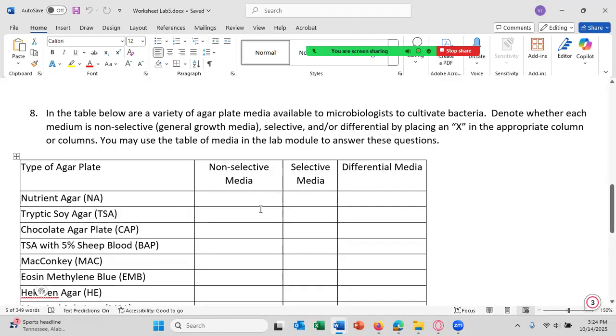So nutrient agar, if it's non-selective, put an X there. If it's selective, put an X there. If it's differential media, put an X there. And I will advise you that some of them have more than one X. Actually, some of them have 2 X's in it. And I'll give you a hint. There is never a media that is both non-selective and selective. That is impossible.